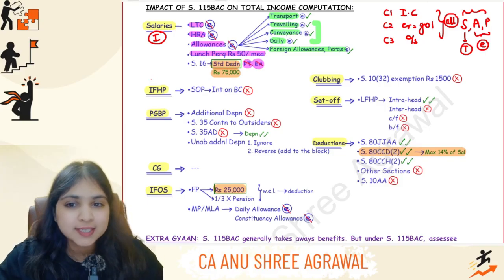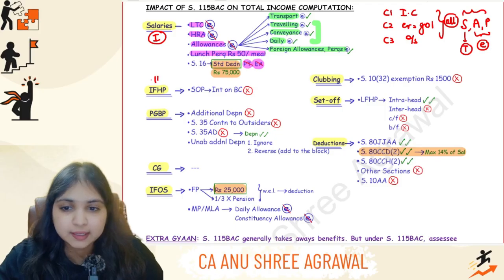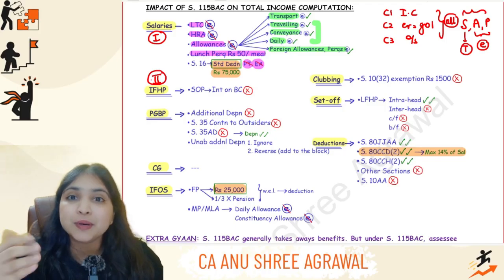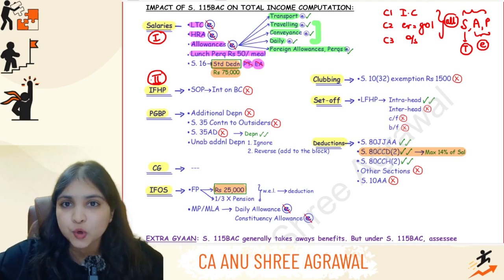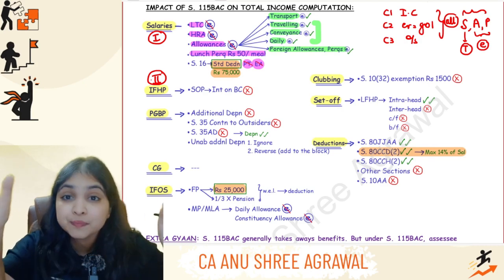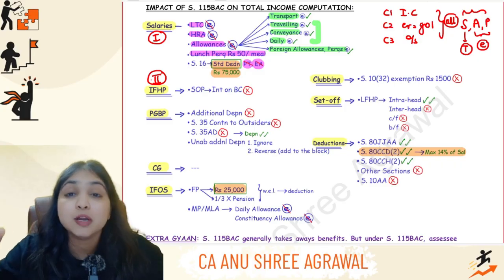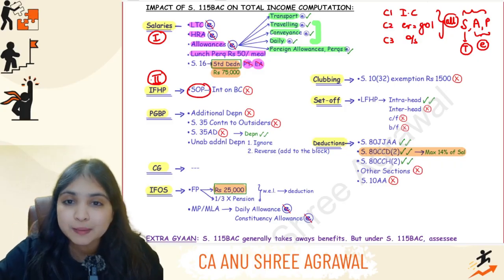Then moving on to the second chapter, IFHP head. In the second head of income, see, if assessee follows the default regime 115 BSE, then in that case, let out property will not get impacted. The let out property computation will be the same whether assessee is following the default regime or not, doesn't matter. Let out property computation will be the same. What will get impacted is a self-occupied property computation.